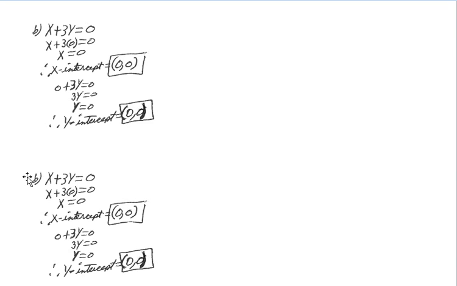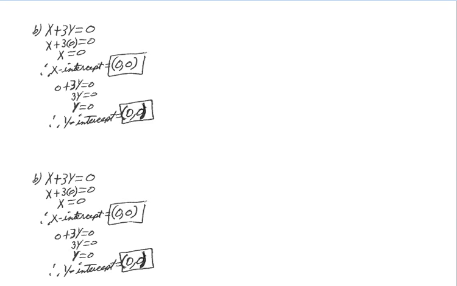B. The equation is x plus 3y equals 0. Again, we're trying to find the x-intercept, so we're going to assign y a value of 0. Then the equation becomes x plus 3 times 0 equal to 0, and thus x equal to 0. So the x-intercept becomes the origin, which is 0, 0.